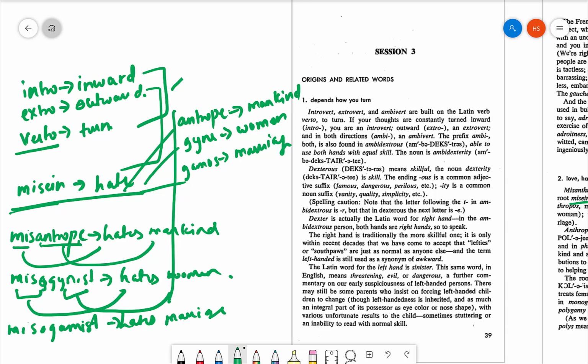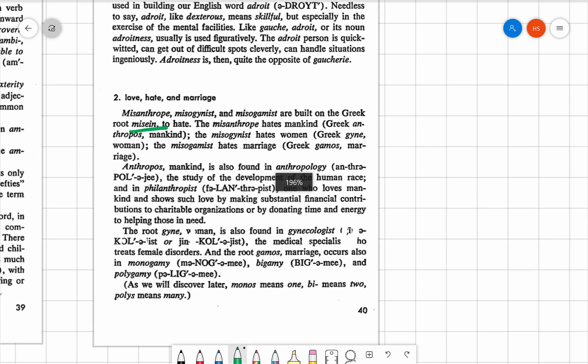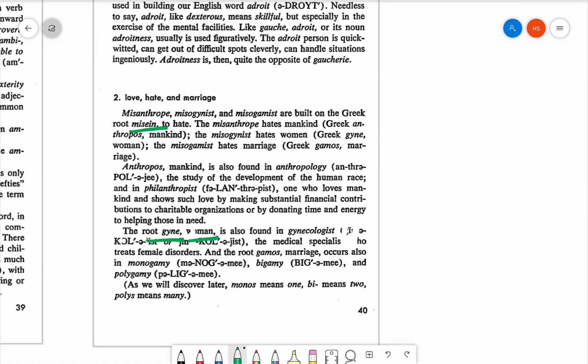Now let's explore these words more. Let's move on to the book. Gyne means woman. A few examples of gyne: gynecologist. Now who is a gynecologist? She's a medical expert who treats female disorders.